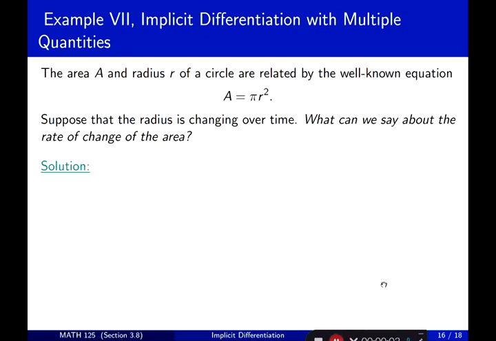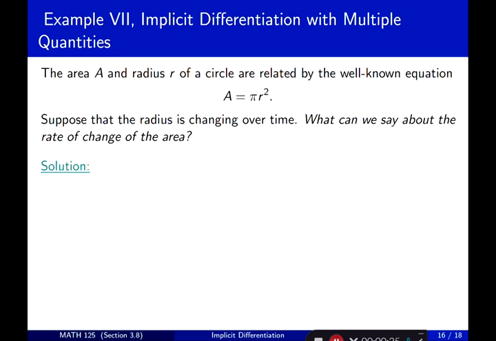Example 7. Implicit differentiation in multiple quantities. The area A and radius r of a circle are related by the known equation A equals pi r squared. Suppose that the radius is changing over time. What can you say about the rate of change of the area?